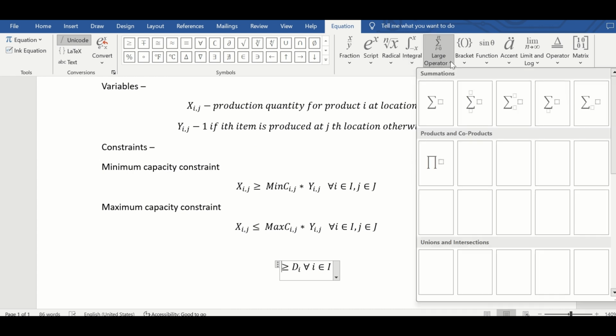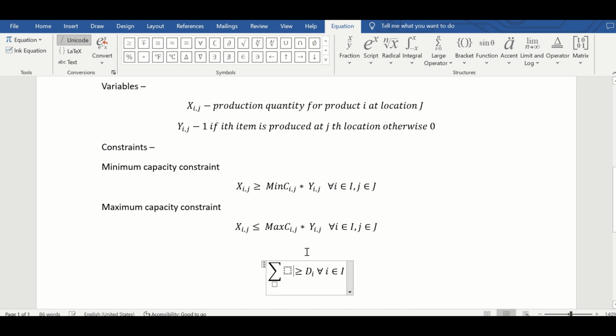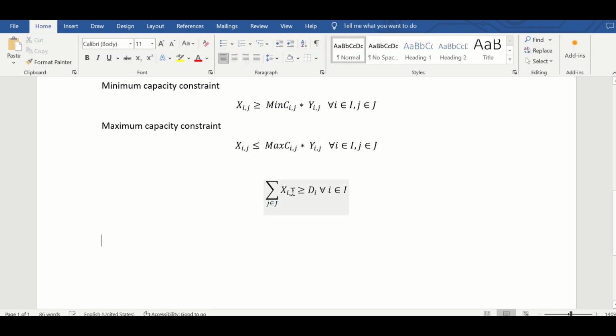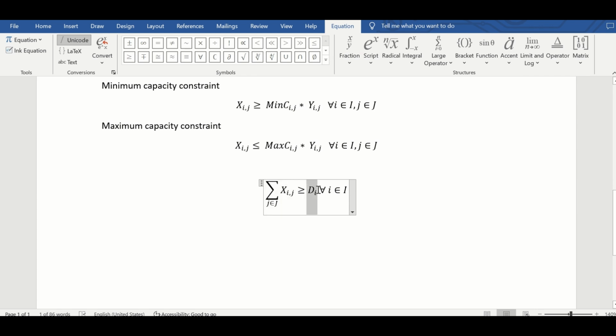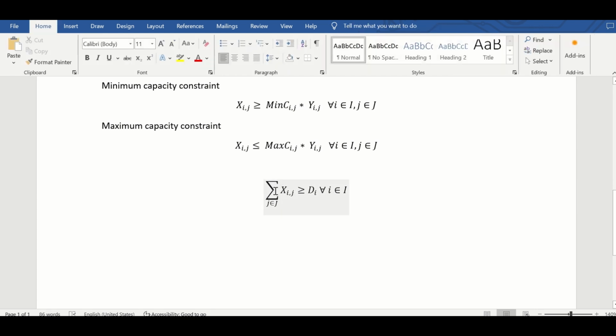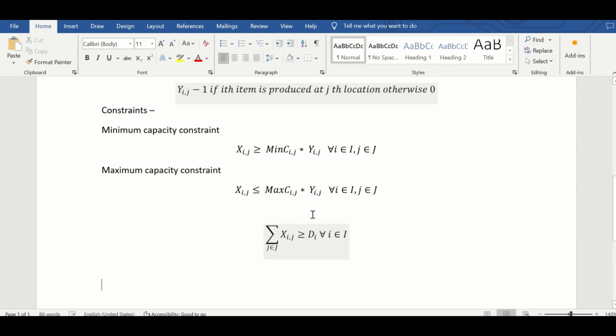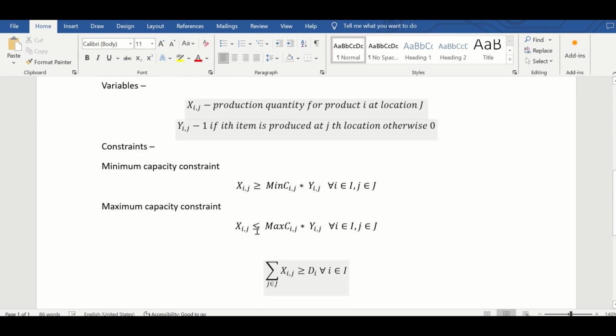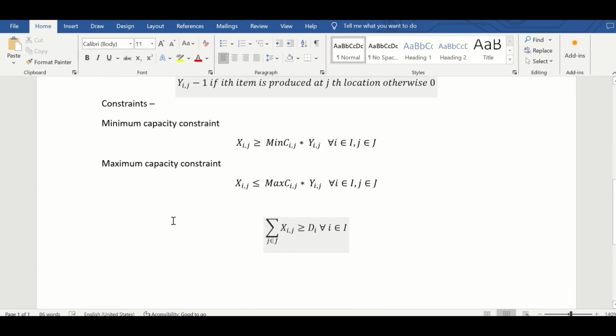So how are we going to write this? We will take the summation sign. X is at I comma J, and the summation that we need to take is over J, so J belongs to set J. Now this becomes the total supply, and this becomes the total demand. What we are saying is that the supply should be greater than or equal to the demand. Now we have written the variables and the constraints, and this is the demand constraint.